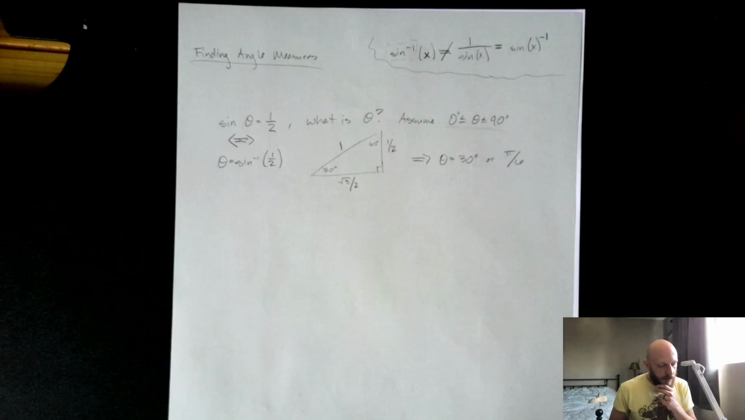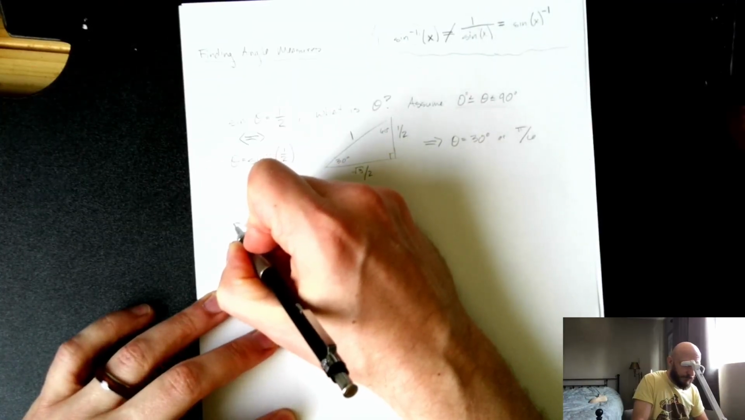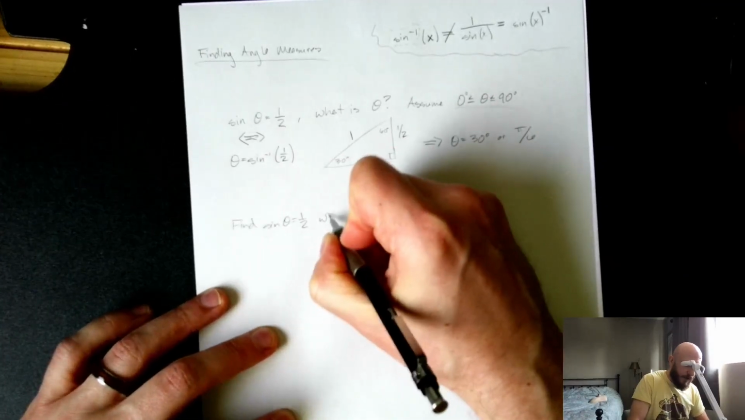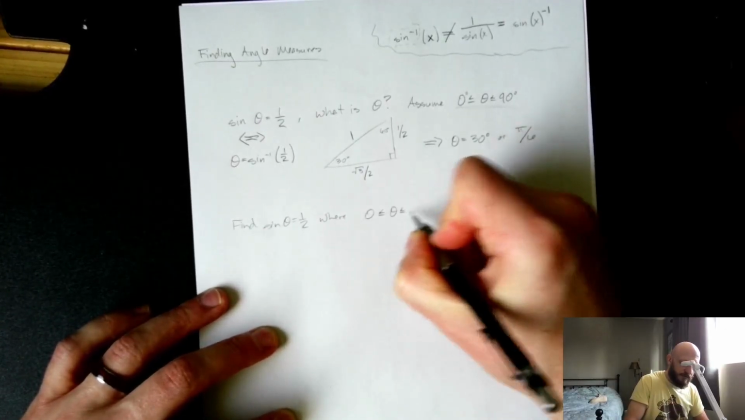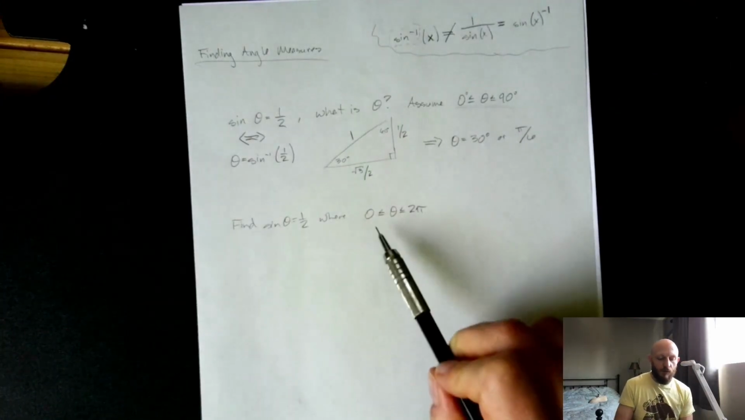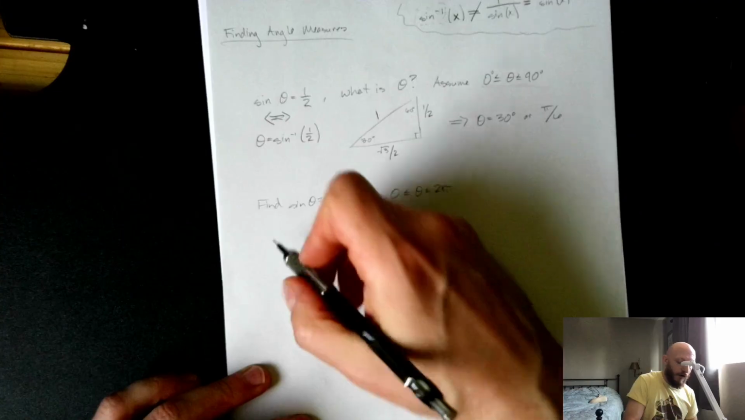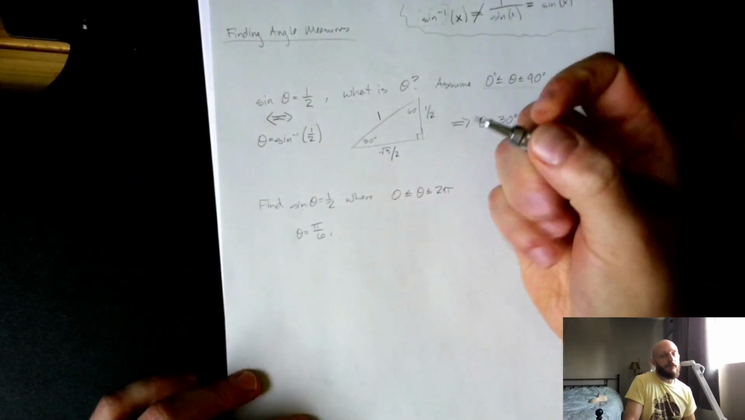You've got to be careful though, because if this was expanded, if I said find sine of theta equals 1/2, where 0 is less than or equal to theta is less than or equal to 2 pi, or in other words, 0 is less than or equal to theta is less than or equal to 360 degrees. So on a full rotation around 360 degrees, where does sine theta equal 1/2? And the answers there are at theta equals pi over 6 and at theta equals 5 pi over 6.